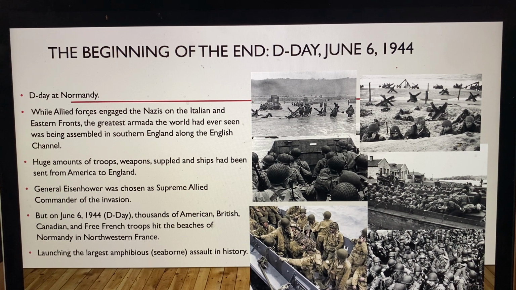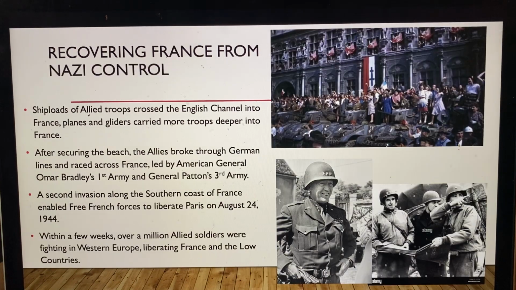So this was the largest amphibious, which means seaborne, assault in the history of the world. You see all these soldiers coming in to take back France from German control, from the Nazis, from the Axis control. Recovering France from Nazi control. Shiploads of Allied troops crossed the English Channel into France. Planes and gliders carried more troops deeper into France.